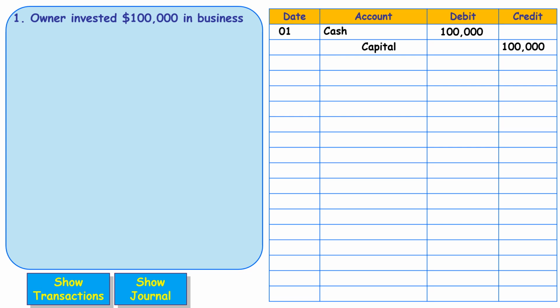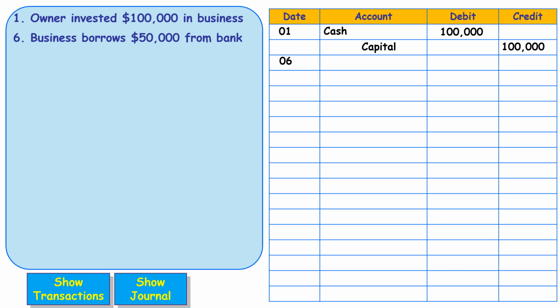So that's the first entry, the journal entry. Let's make a few more. Now on the 6th of the month, business borrows 50,000 from the bank. So again, the first thing is to write the date. Now we need to come up with the first line. The first line is always a debit line.